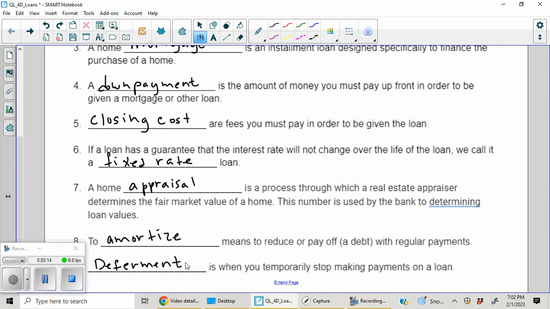As with a student loan, while you're in college, you may be deferring your payments. That means that you're not making payments now, but you will make them later.